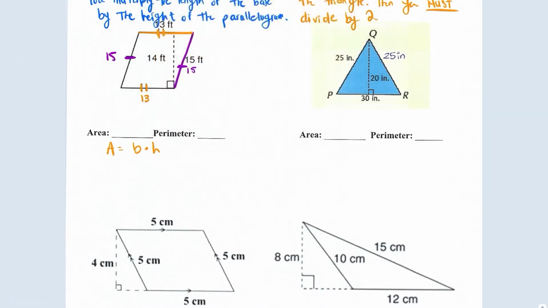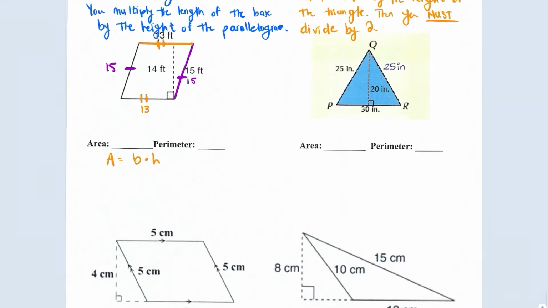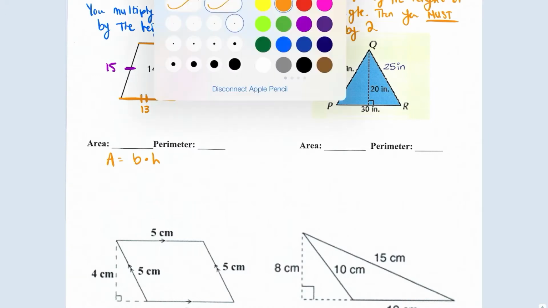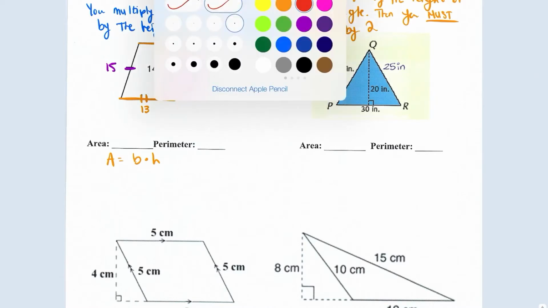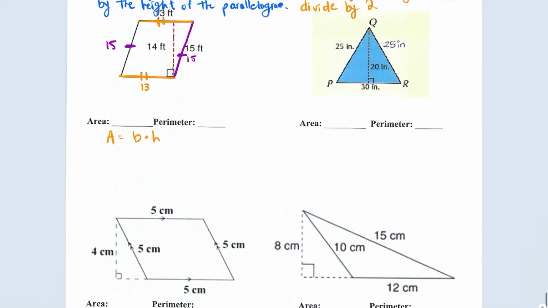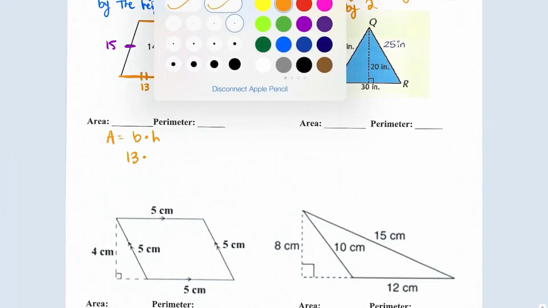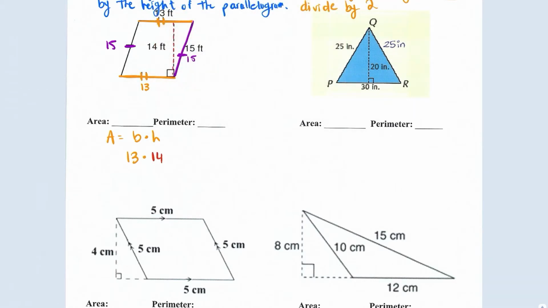Well, first we have to figure out which one is the base and which one is the height. The base, you'll notice, tends to be at the bottom, but more importantly, it is the side that the height touches. Okay, I'm going to highlight the height in red. This right here is our height, and you'll notice that it is touching the side that is 13 feet long. So we have to use 13 as our base length, and then 14 will be our height.